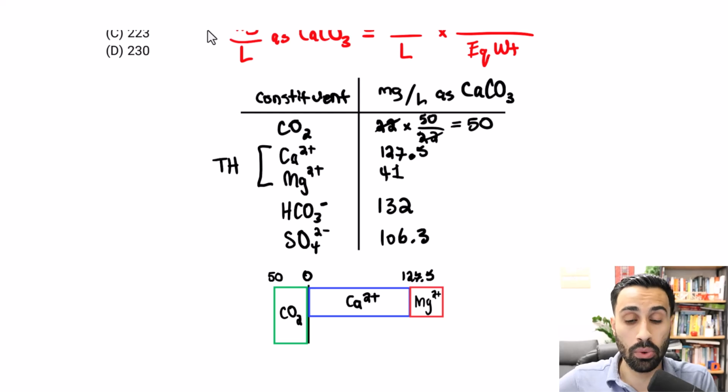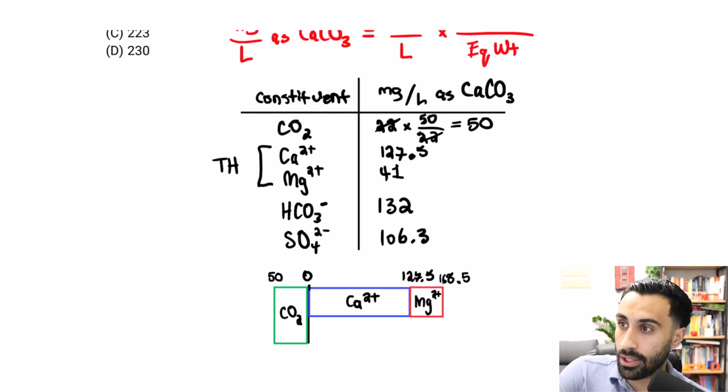No, this is 0, and we're increasing 127.5. So we have to denote this above 127.5. So the magnesium is 41. We simply take 127.5 plus 41 to get this value relative to that 0. So that will be the 168.5 on this bar graph. Now we continue to the bottom.